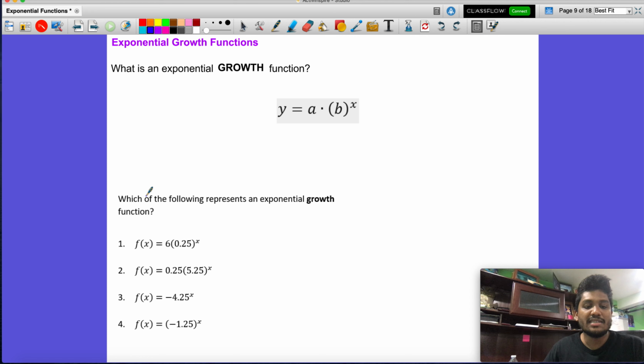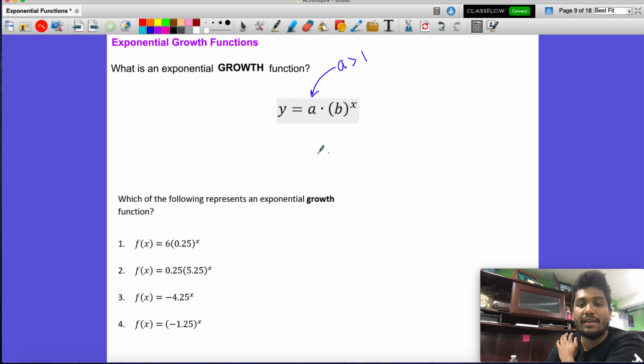So in this one, it says, which of the following represents an exponential growth function? Now, there are two ways that a function can grow. The first thing is that our initial value, the a, has to be bigger than 1. So a, we're going to say bigger than 1. That's like, for example, 2 times 3 to the x.